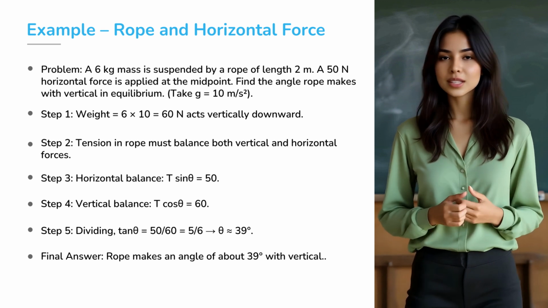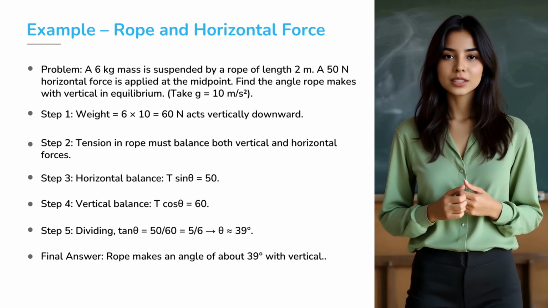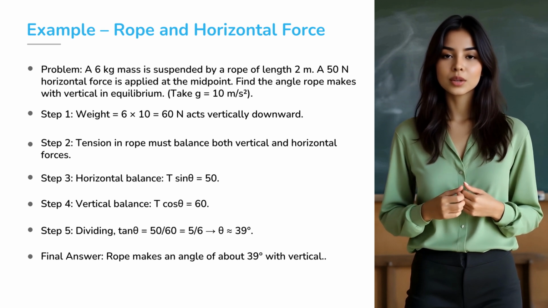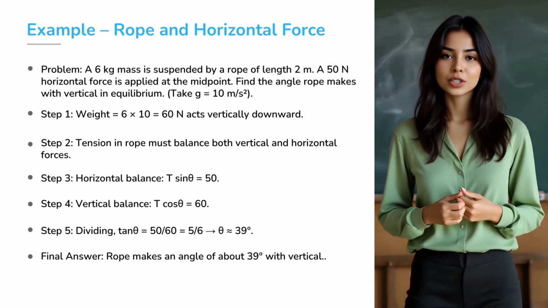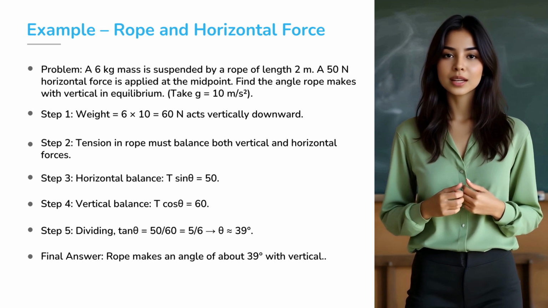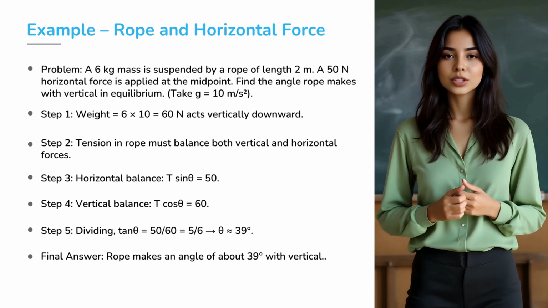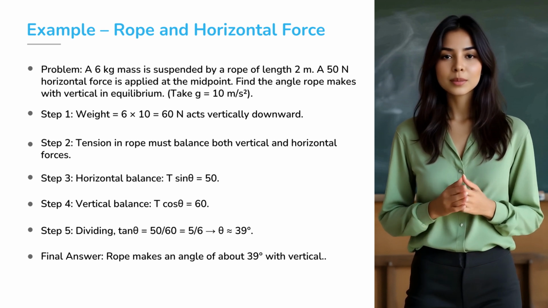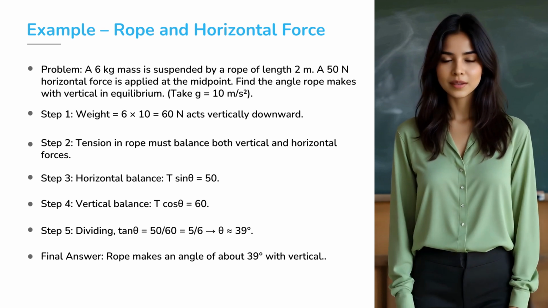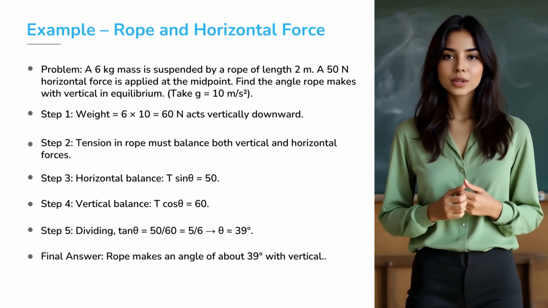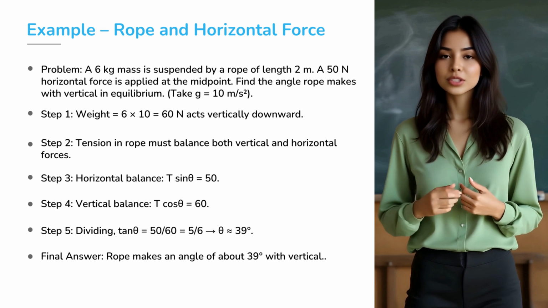Step 1. The downward weight of the mass is 6 multiplied by 10, which is 60 newtons. Step 2. The rope must supply enough tension to balance both the vertical weight and the horizontal pull. Step 3. In the horizontal direction, tension multiplied by sine theta equals 50. Step 4. In the vertical direction, tension multiplied by cosine theta equals 60.